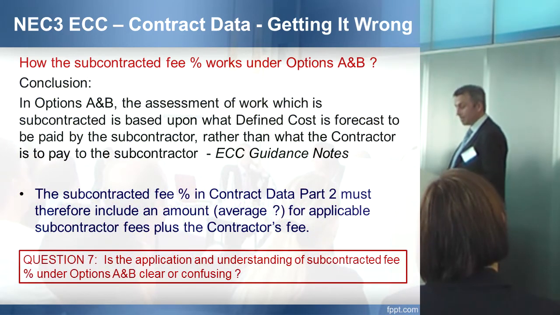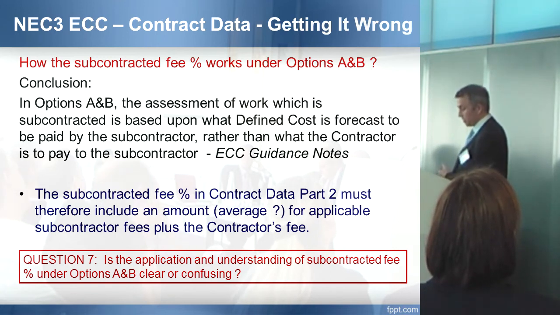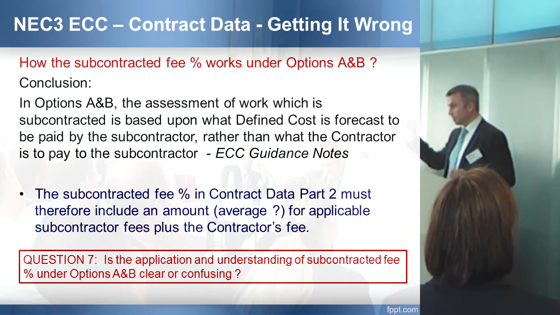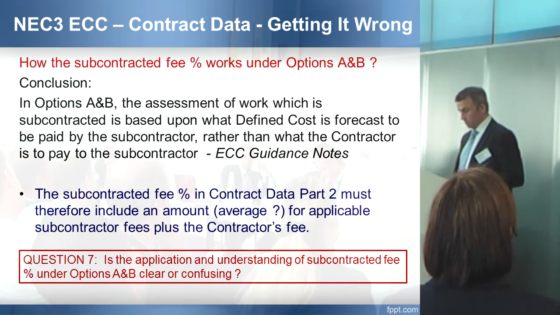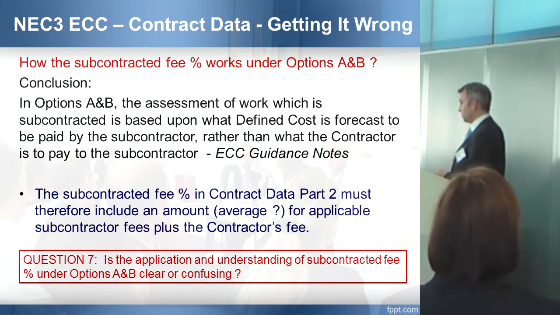So, the conclusion is then, under options A and B, the assessment of work which is subcontracted is based upon what the defined cost is forecast to be paid by the subcontractor, rather than what the contractor is to pay the subcontractor. Now, this is really important. This is why, one of the reasons why we've got a separate subcontracted fee percentage to the main contractor's or the contractor's fee percentage. So your subcontracted fee percentage in contract data part 2, when you're using options A and B, must therefore include an amount, maybe an average, for applicable subcontractor fees plus the contractor's fee. Okay? Some difficulties with that, I know.